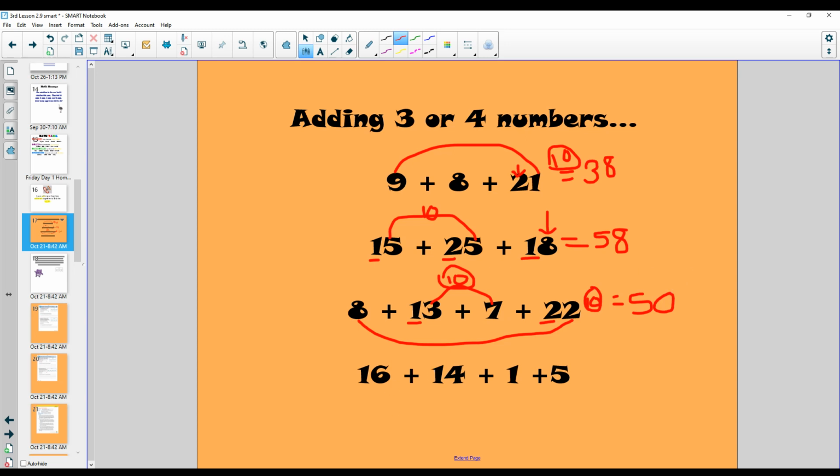Let's look at this one. Can you make a 10? Yes, 6 plus 4 gives me 10. So there's 10, here's 20, here's 30. Then we put these two together and I get 36. So that's how to add more than one addend together.